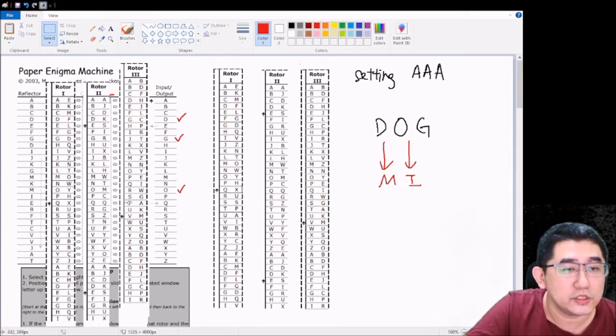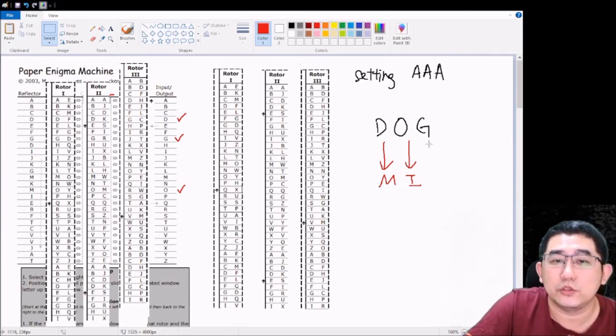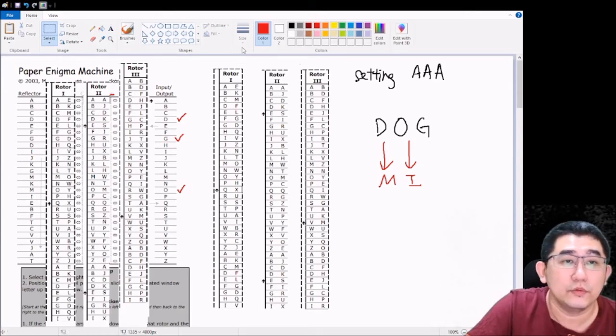T goes to Q, goes to X. X goes to the X over here, goes to J, goes to the other J. J goes to the J over here, goes to Z, goes to V. V, followed by the V over here, comes to I. So the G goes to I.